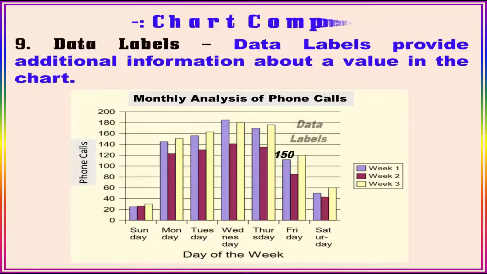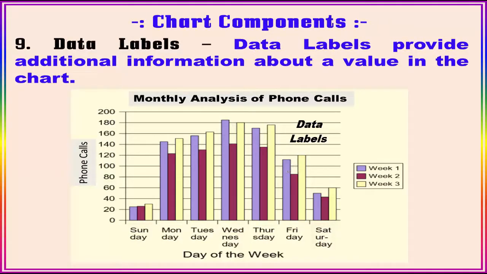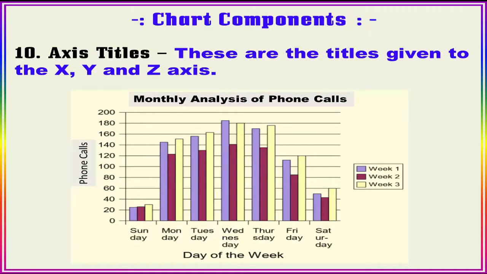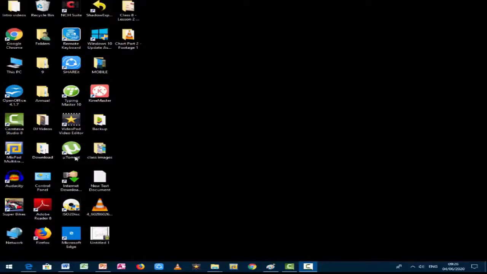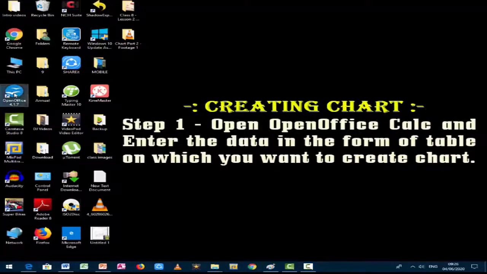The ninth one is data labels. Data labels provide additional information about the values in the chart. And the last one is axis titles. These are the titles given to the x, y and z axis. So all these are the components of the chart. Now let's see how to create the chart in OpenOffice Calc.